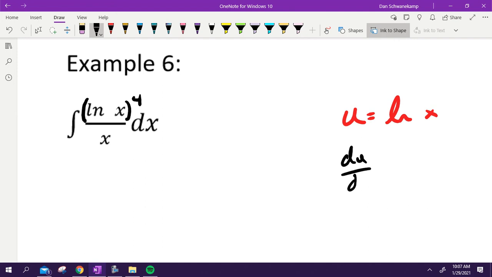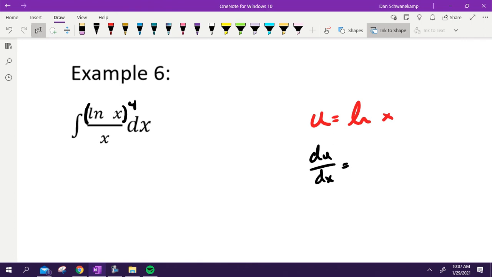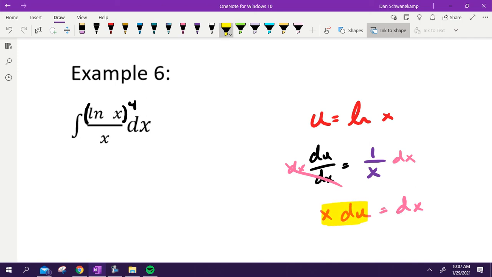Okay, this gets a little weird. Let's find du over dx. What is the derivative of natural log of x? 1 over x. Get dx by itself. If I get dx by itself, I got to multiply by dx. What else do I got to do? Multiply by x. It's really like cross multiplying here. It's x du equals dx. So it's not a fraction this time. Every other one we've done so far has been a fraction. This one's not, and that's totally fine. This is what dx is going to be.